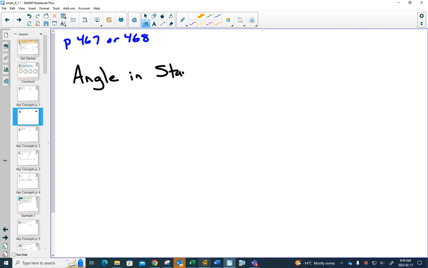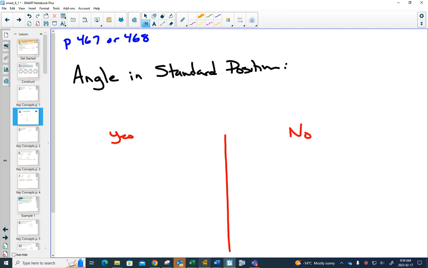what it means for an angle to be in standard position. So what I'm going to do first, before we write the definition, is I'm going to give you examples of angles in standard position and ones that are not. I'll draw a line right here. These ones are yes, these ones are no.